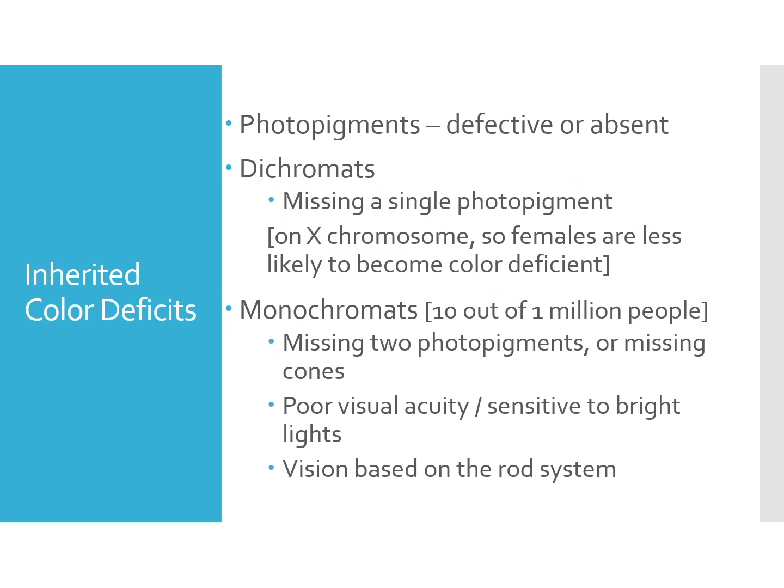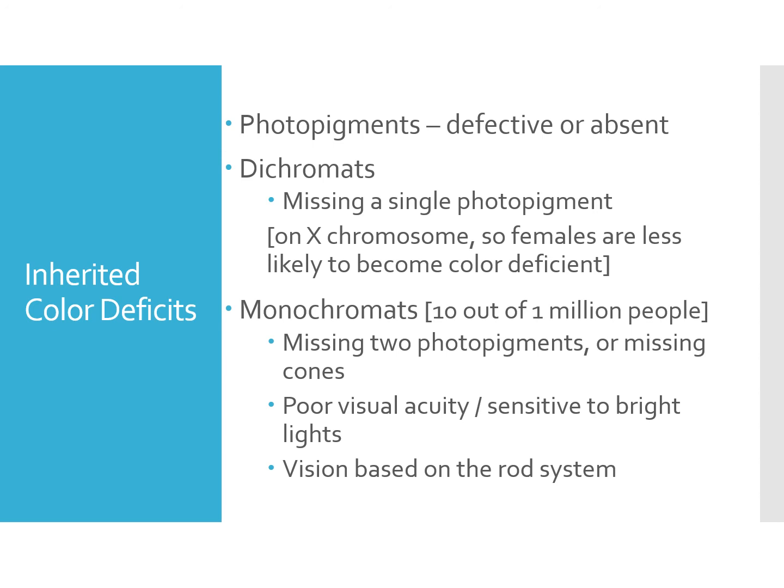So the photopigments are defective or absent. Mostly we see this in dichromats. That's more common, where they're missing a single photopigment. This is something that is on the X chromosome, so it's one of those sex-linked genes, and females are less likely to become color deficient. They need both their mother to be a carrier and their father to be color deficient for them to become color deficient, and they need to get those 2 X's that are showing this recessive trait, whereas men only need the one from their mother because they have the Y chromosome from their father. So they're just going to show that recessive trait if they receive that genetically.